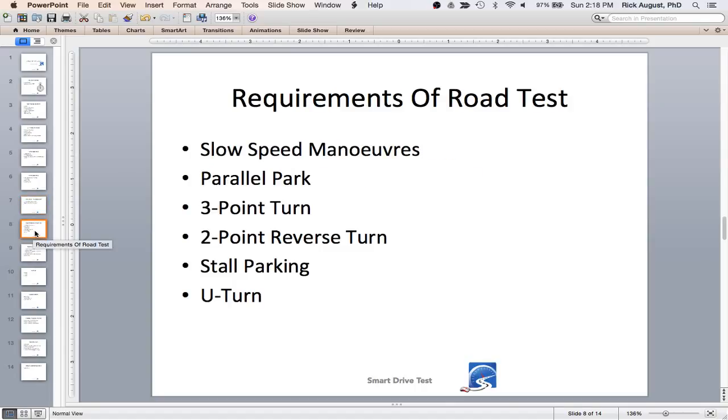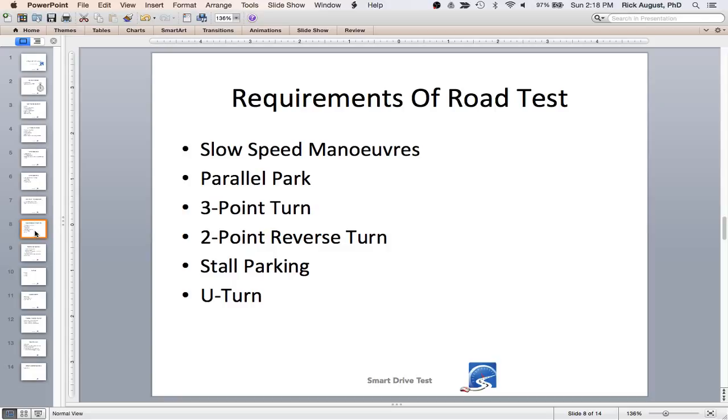Requirements of a road test: you will have to do slow speed maneuvers. The slow speed maneuvers will consist of anything of parallel parking, 3-point turns, 2-point reverse turns, stall parking, U-turns. All of this is here on the channel about the specific steps to learn how to do these slow speed maneuvers. And as I said in the introduction, which may or may not be on the video because we had some difficulty with getting the video to stream, that slow speed maneuvers are going to teach you how to drive.